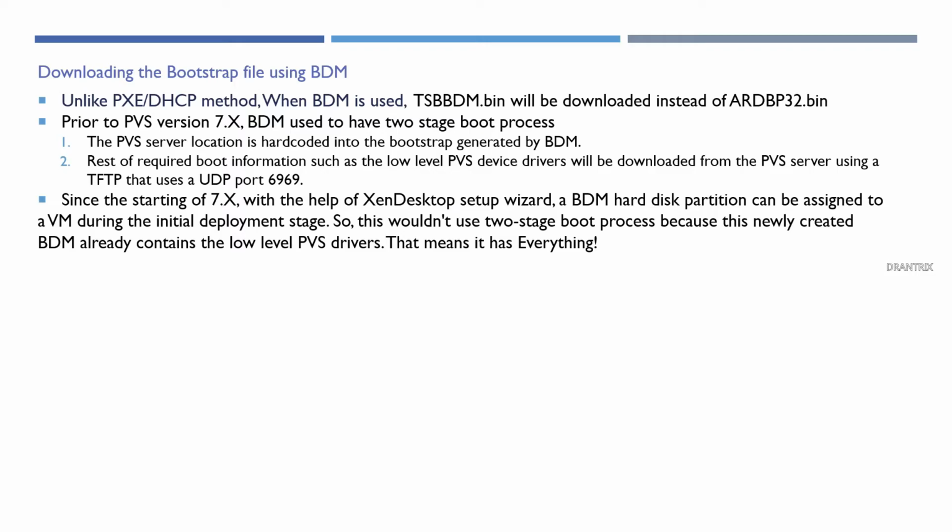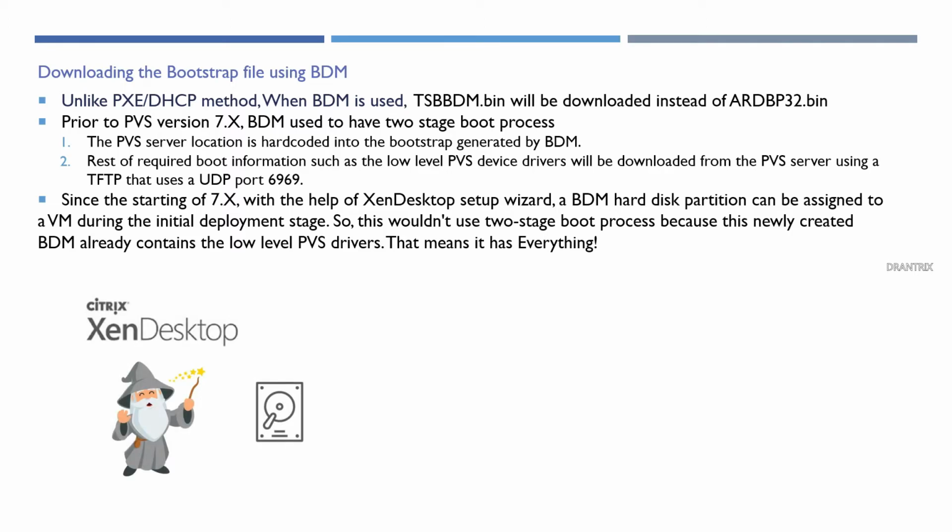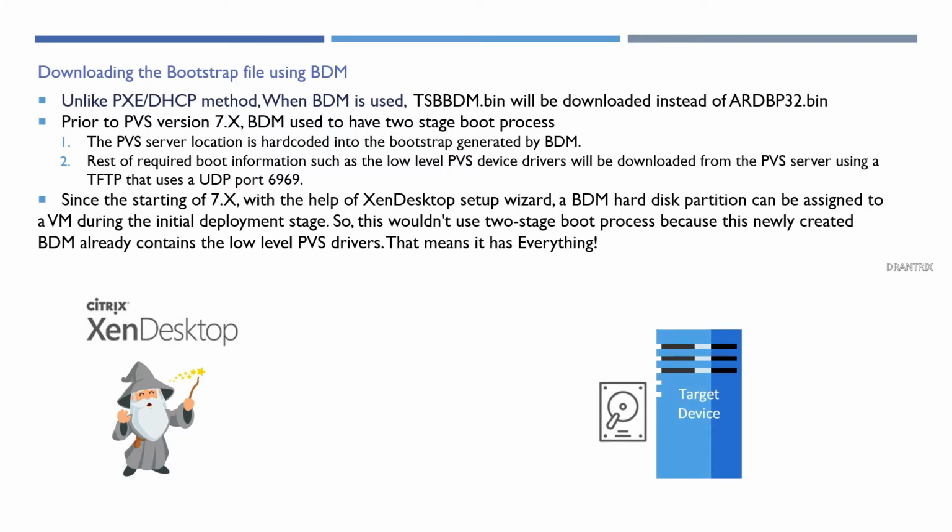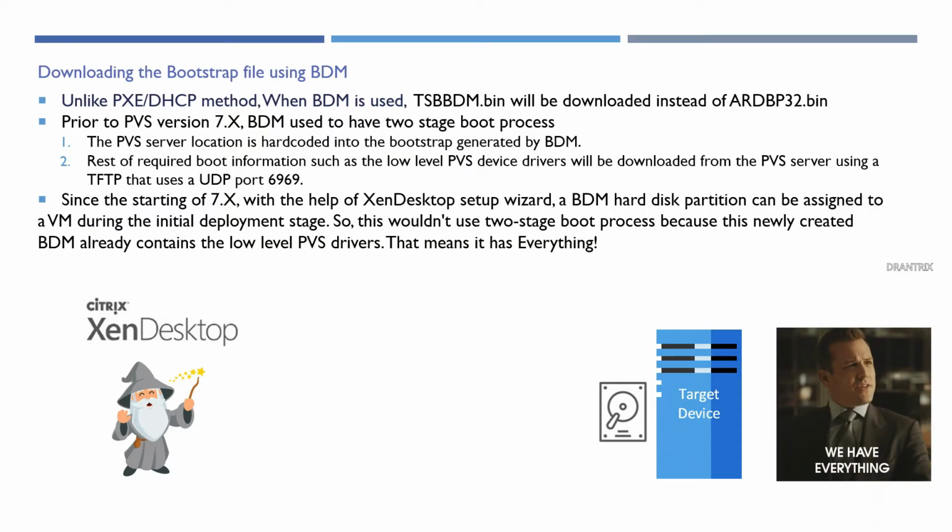Since 7.x, with the help of the XenDesktop Setup Wizard, a BDM hard disk partition can be assigned to a VM during the initial deployment stage. So this wouldn't use a two-stage boot process because it already has all the information, including the low-level PVS drivers as well. So that means everything.